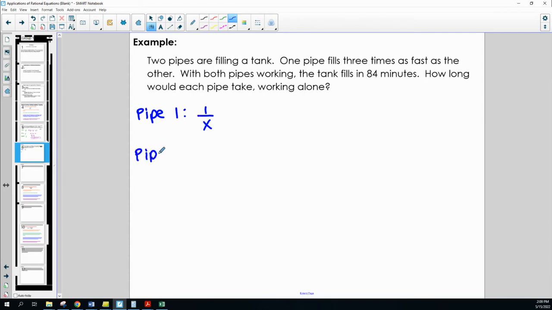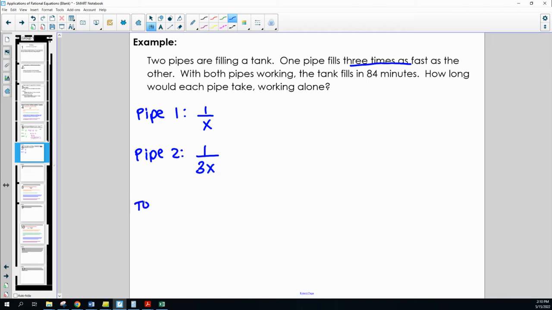We have pipe 2, and it's 3 times as fast. So we know that the one that's 3 times as fast will take 3 times shorter. So pipe 2, if we call pipe 2 1 over 3x, that's taking 3 times longer. Okay, so it doesn't really matter which one we call x and which one we call 3x. The idea is that we're solving for 2 different pipes. So we want to make sure that we have 1 as x, and then 3 times as fast means that we're multiplying the first rate by 3.